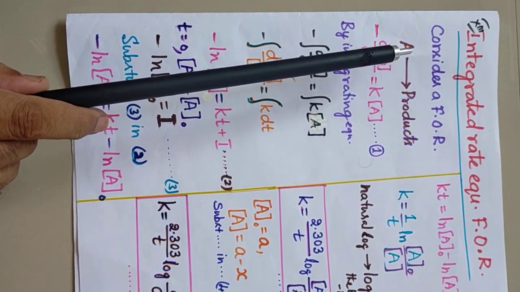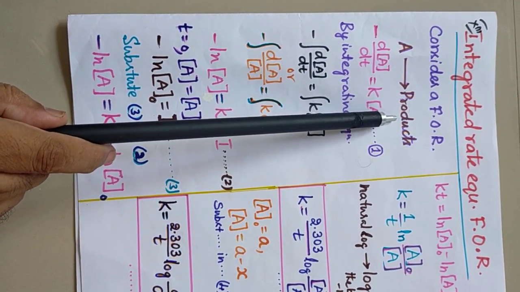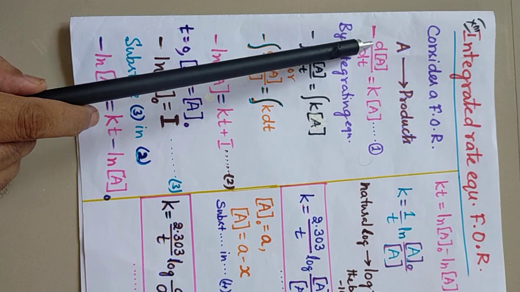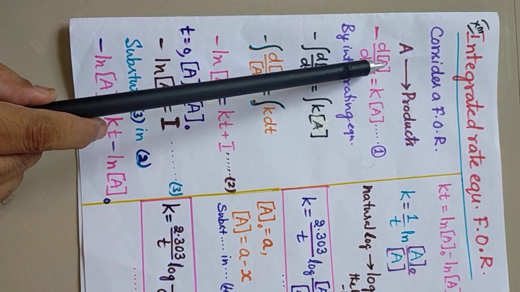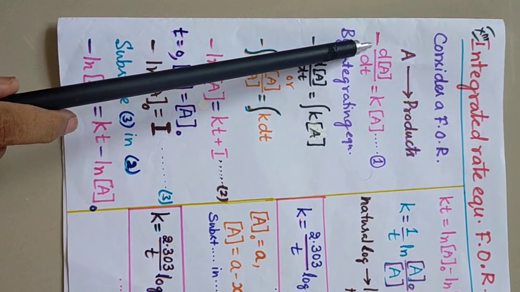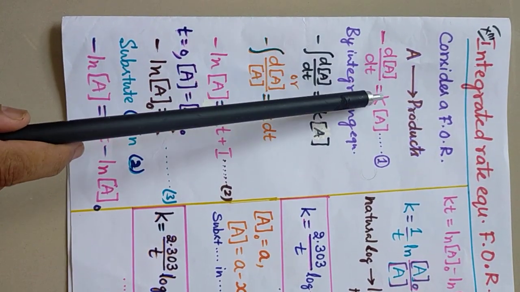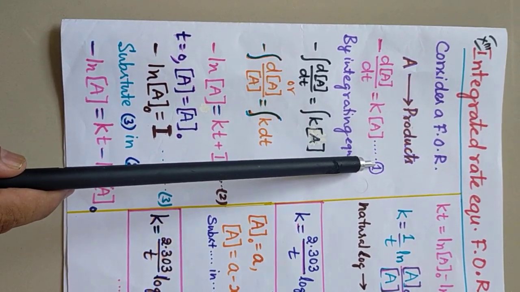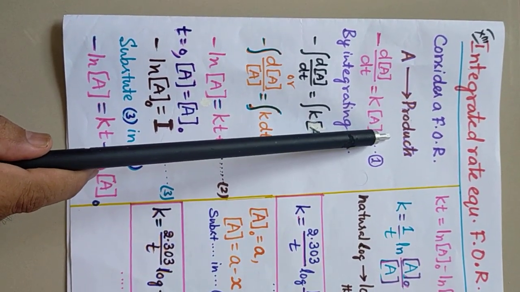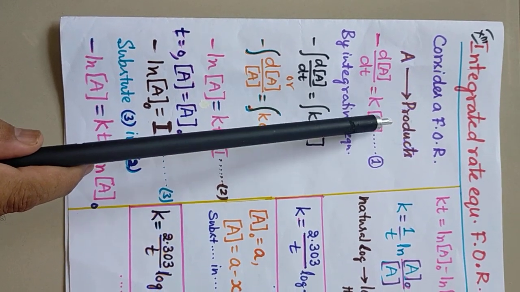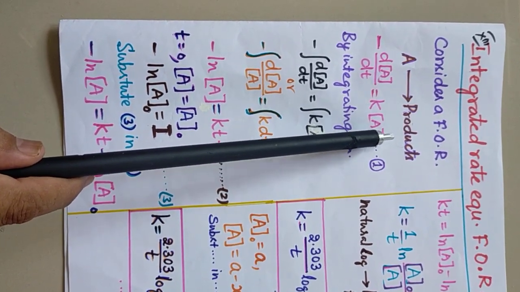Again, we know that for the first order reaction, minus dA by dt, the change in concentration per unit time, a decrease in concentration and so a negative term, is equal to K into concentration of A. Call this equation number 1. Here it is a first order reaction, so the power is 1. If there is no number, the power is 1. For zero order, it would be 0.